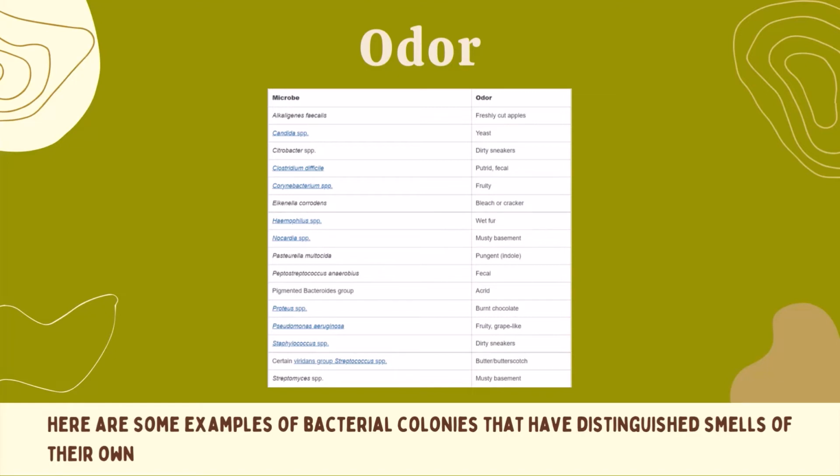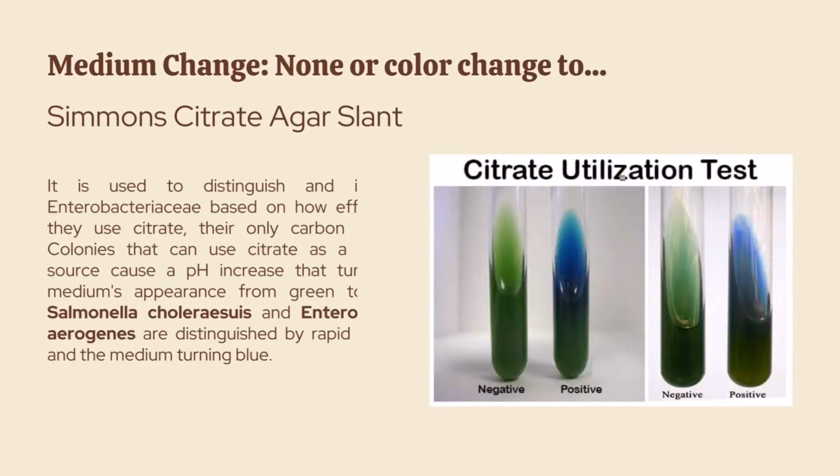Odor. Here are some examples of bacterial colonies that have distinguished smells of their own. Medium change: none or color change. Simmons citrate agar slant is used to distinguish and identify Enterobacteriaceae based on how efficiently they use citrate, their only carbon source. Colonies that can use citrate as a carbon source cause a pH increase that turns the medium's appearance from green to blue. Salmonella choleraesuis and Enterobacter aerogenes are distinguished by rapid growth and the medium turning blue.